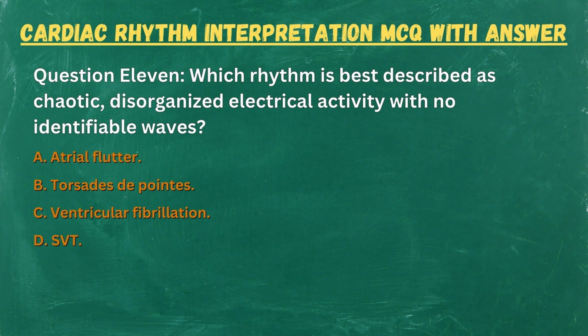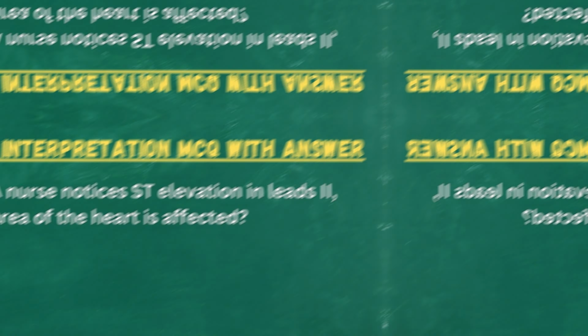Question 11. Which rhythm is best described as chaotic, disorganized electrical activity with no identifiable waves? A. Atrial flutter. B. Torsades de pointes. C. Ventricular fibrillation. D. SVT. Answer: C. Ventricular fibrillation.